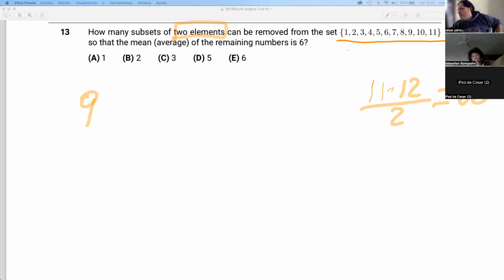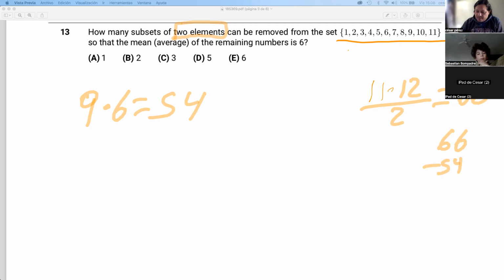Sí, como vamos a quitar 2 elementos, vamos a tener 9 elementos, ¿no? Y como el conjunto debe ser el promedio, debe ser 6. 9 por 6. 9 times 6 will be 54. Okay. So I need to subtract 2 numbers that add up to 12.